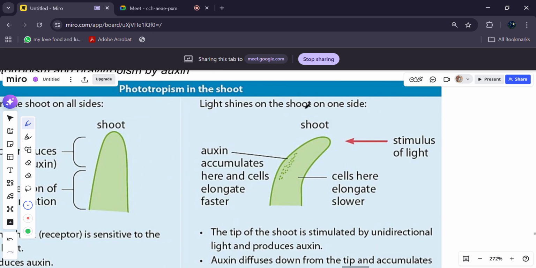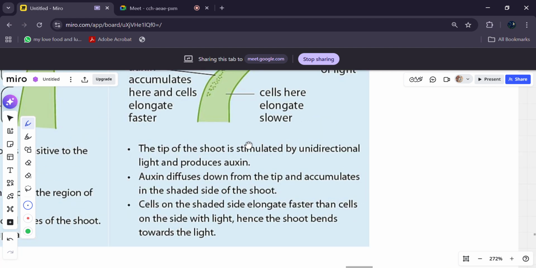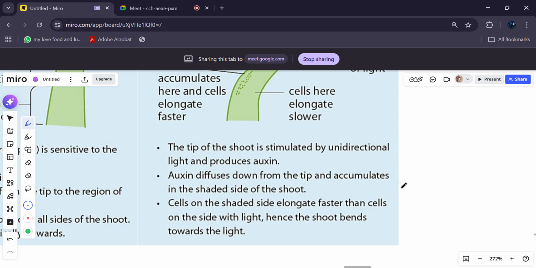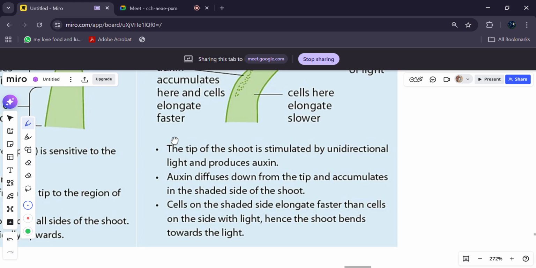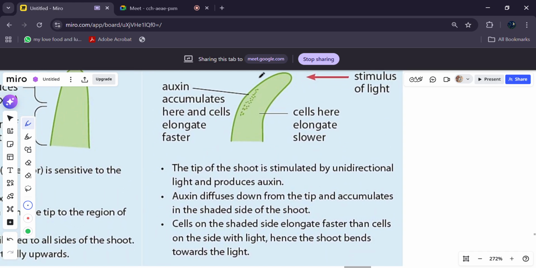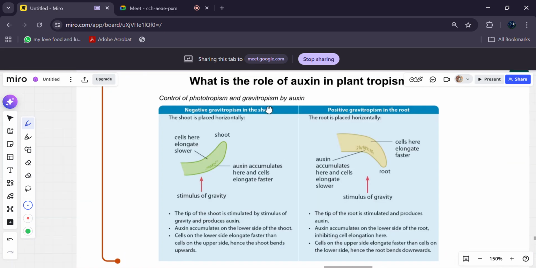But when the light shines on one side of the shoot, the auxin accumulates on the shaded side and the cells elongate faster. Auxin diffuses down from the tip and accumulates in the shaded side of the shoot. And the cells on the shaded side elongate faster than the cells on the side of the light, and hence the shoot bends towards the light.